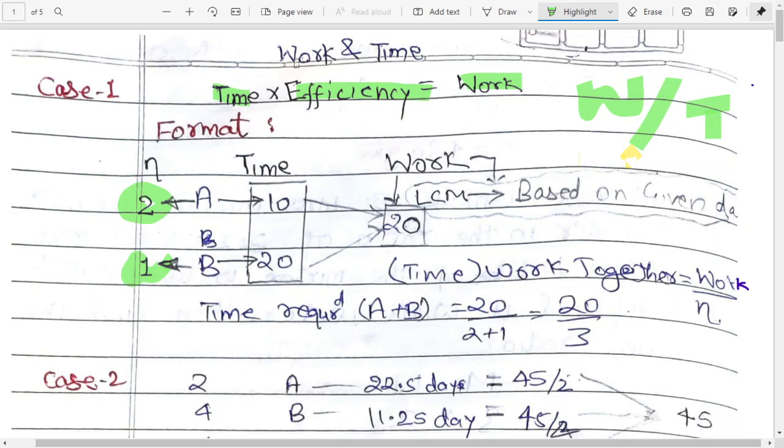So at the end, you need to calculate the time required when both persons, A and B, are working together. What was the total work? That is 20 units, as given in the question. And what was the total efficiency? The time and efficiency relation with the work I have already explained. If you put in this formula, 20 units of work and the efficiency, that is 2 and 1 for A and B, then the final time required is 20 by 3. This is the final answer.